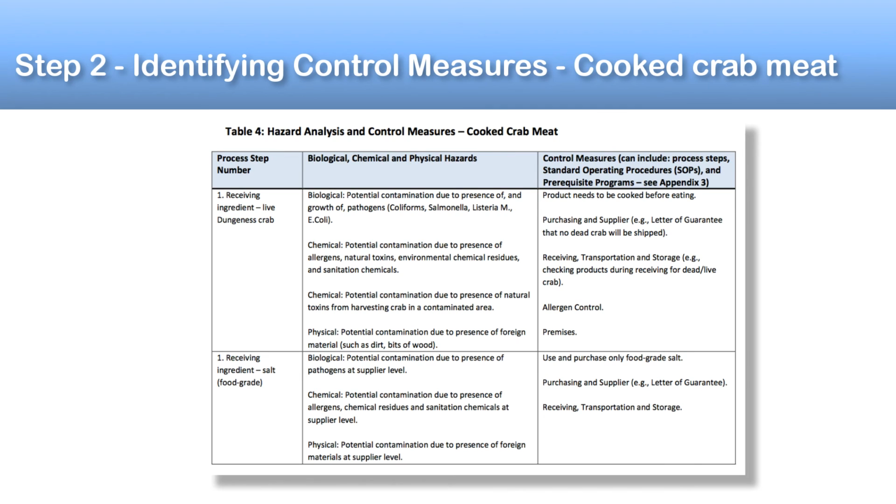As an example, Step 1, receiving ingredient, live Dungeness crab. There's a biological hazard, potential contamination due to the presence of and growth of pathogens, coliform, salmonella, listeria monocytogenes, and E. coli. So the controls are this product needs to be cooked before eating, and supplier letters of guarantee that no dead crab will be shipped to the plant, and receiving transportation and storage prerequisites, such as checking products during receiving for dead or live crabs. Notice there can be more than one control for any one hazard.